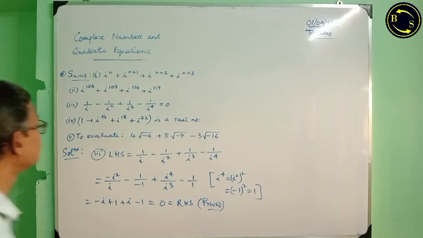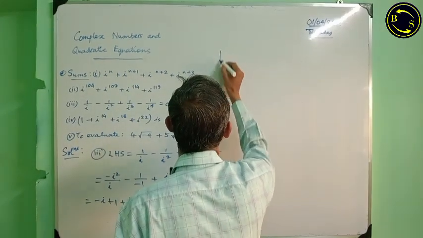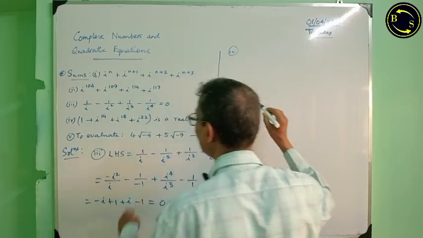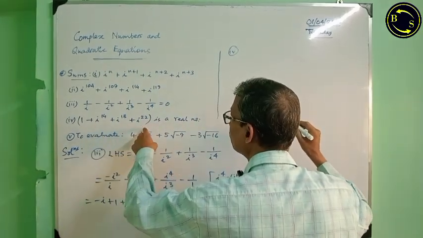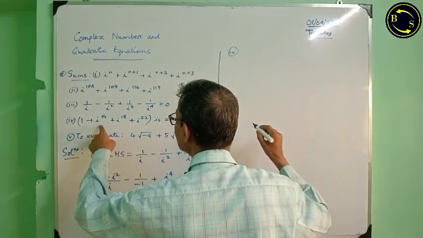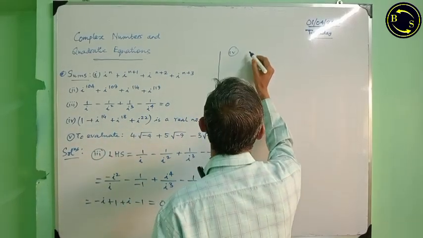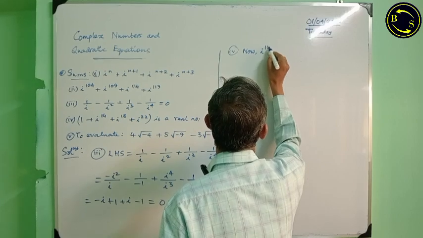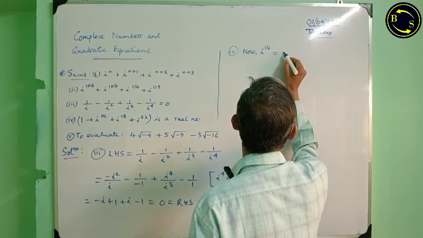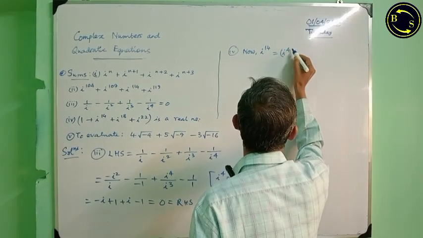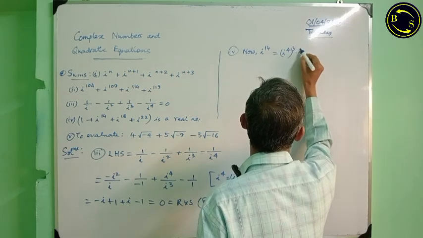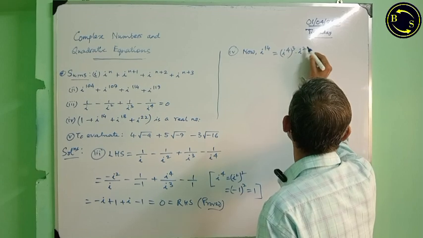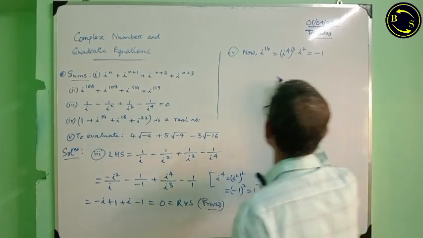Next, number 4. We have to show this is a real number. For that, first we calculate this. Now, i to the power 14 is equal to i to the power 4 whole cube into i square, that is 1 into i square, which is minus 1, finally minus 1.